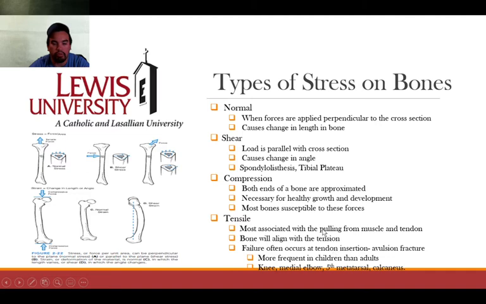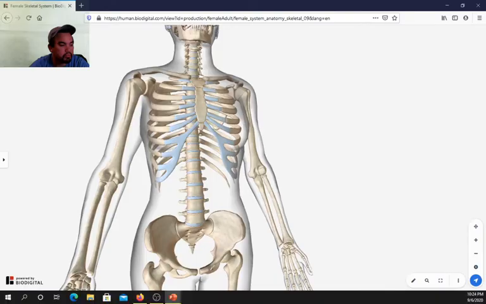So we were talking about those Haversian systems and those fibers within the bone. If it's pulling on it, what happens is the bone starts growing that way. Failure often occurs at the tendon insertion, which causes what we call an avulsion fracture. And it's more frequent in children than adults because those growth plates and those connective areas are not fully calcified. And then it's often common in the knee, the medial elbow, Tommy John type things like that, and the fifth metatarsal and calcaneus. So calcaneus, where I'll show you here, right?